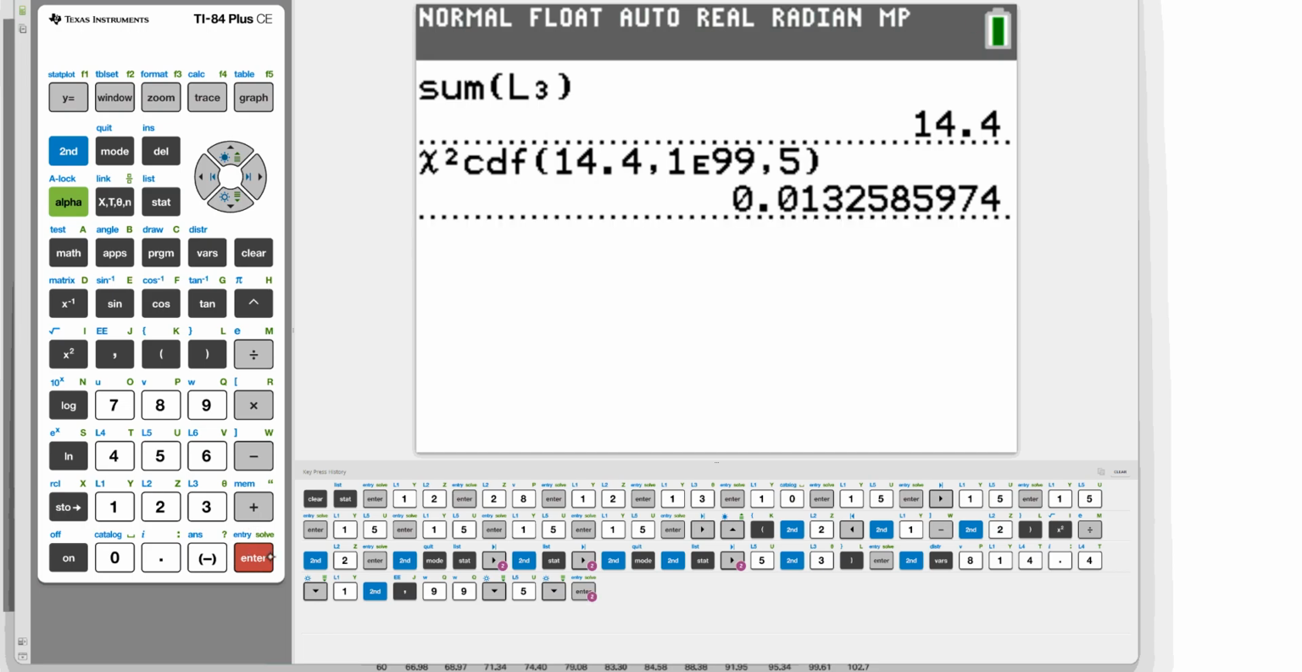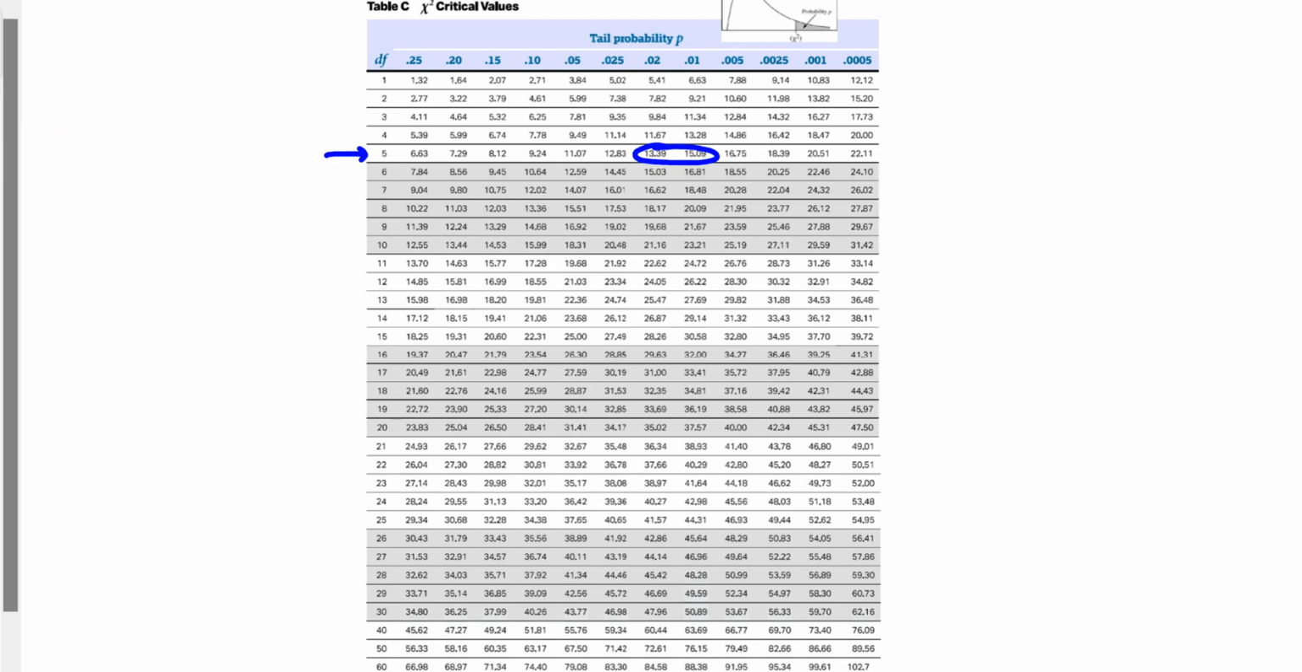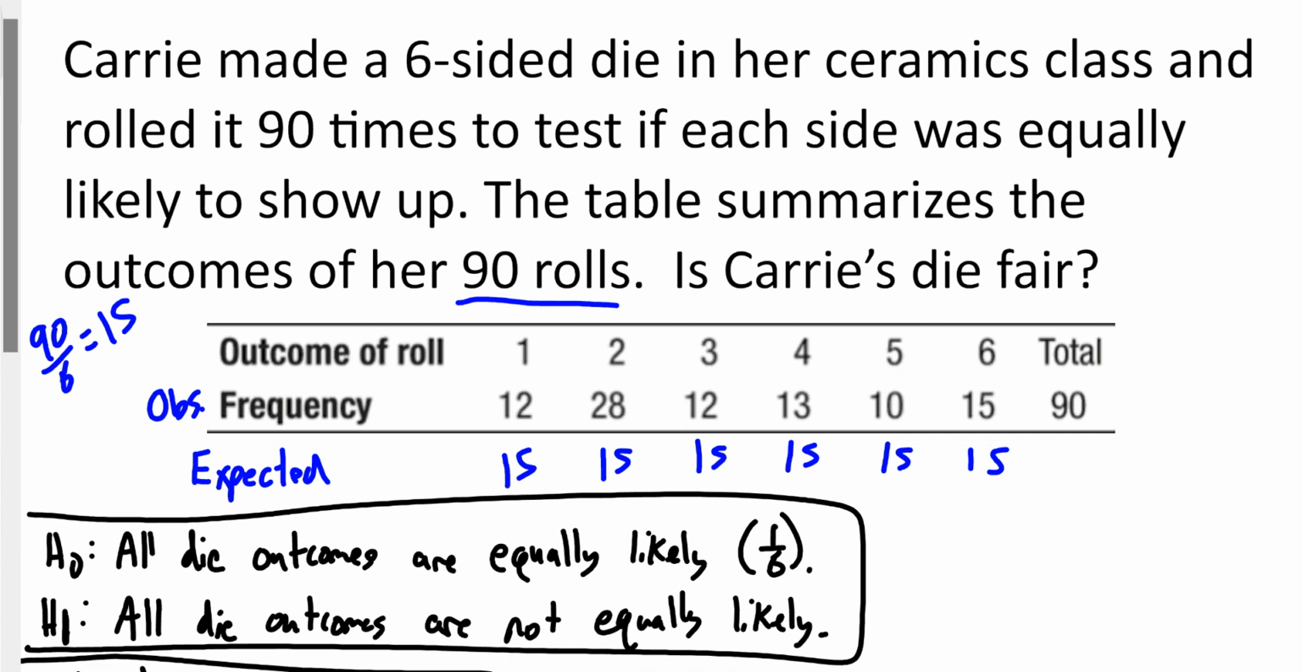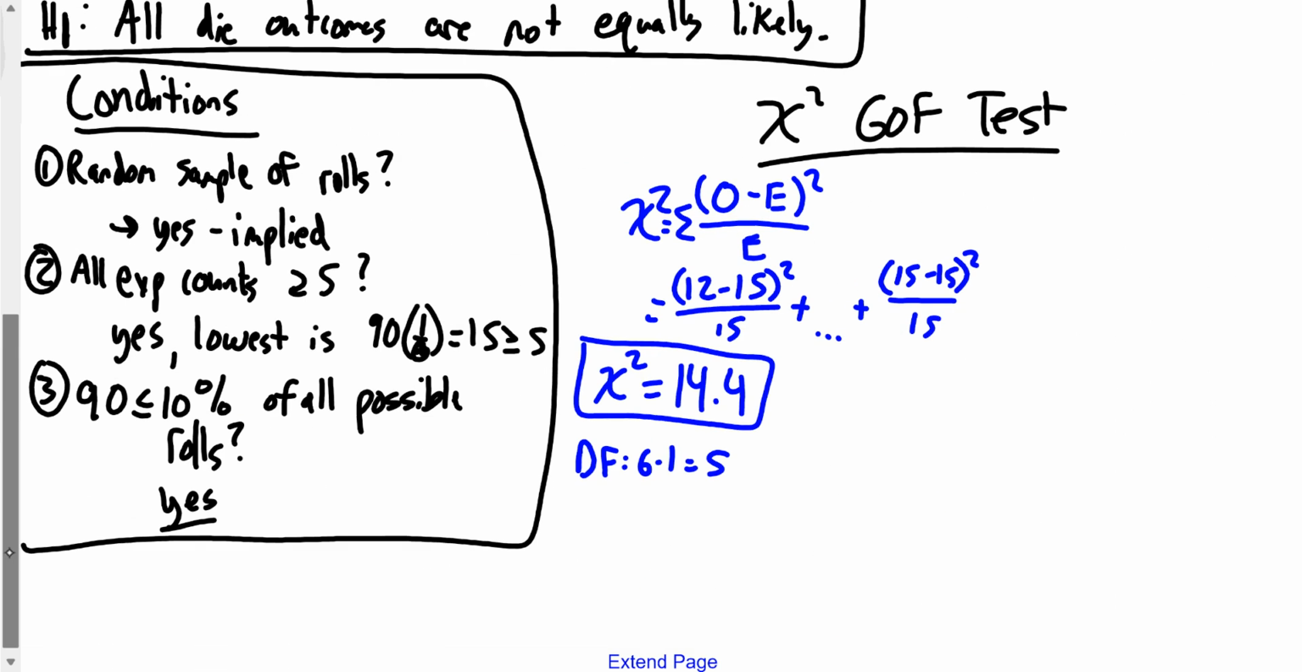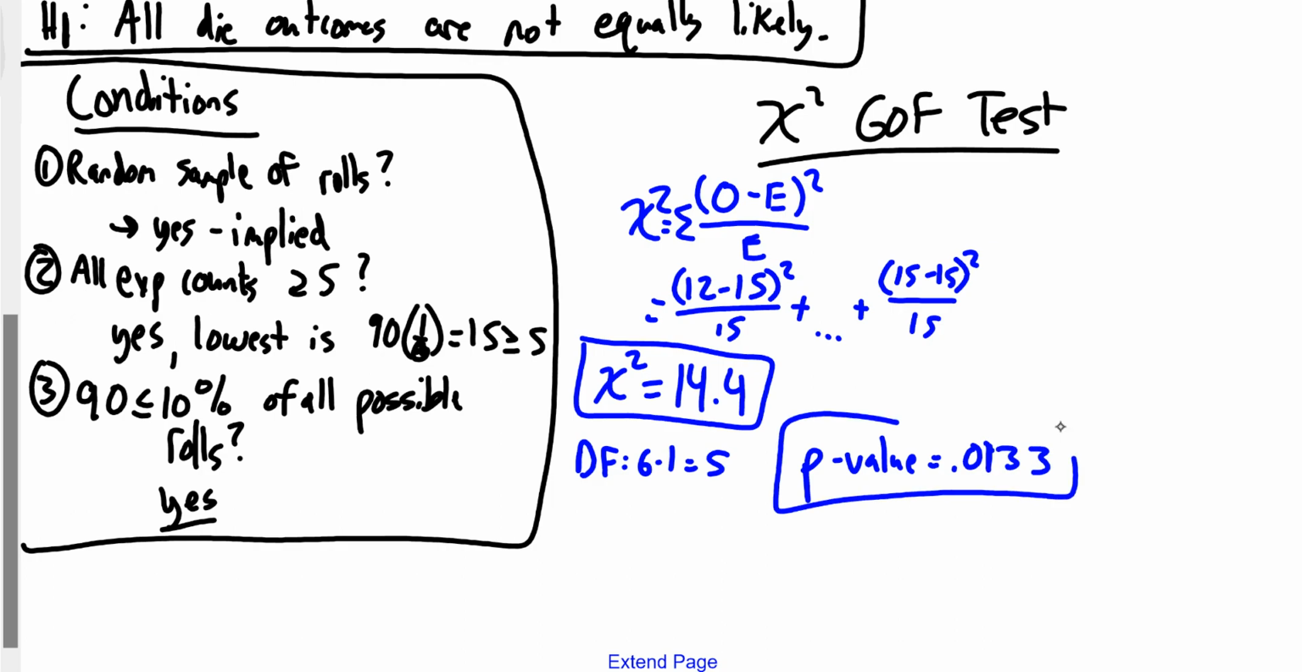Should give you about a 0.0133. Okay, so it is between 0.01 and 0.02, and our p-value for this would be 0.0133. Now, just like with any other test, that is a low p-value, and we would have to reject.